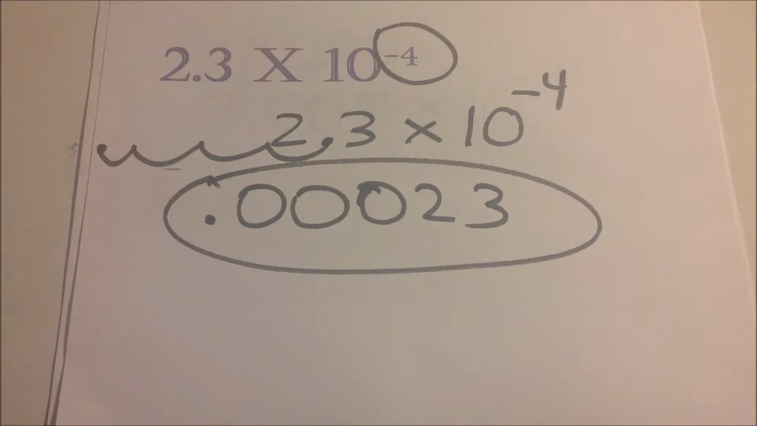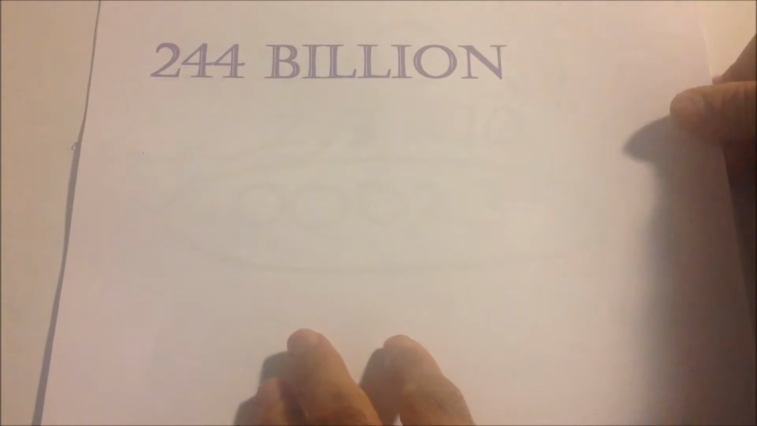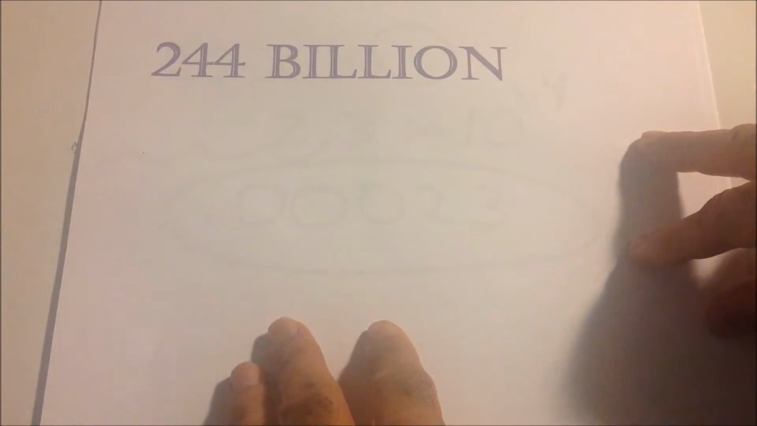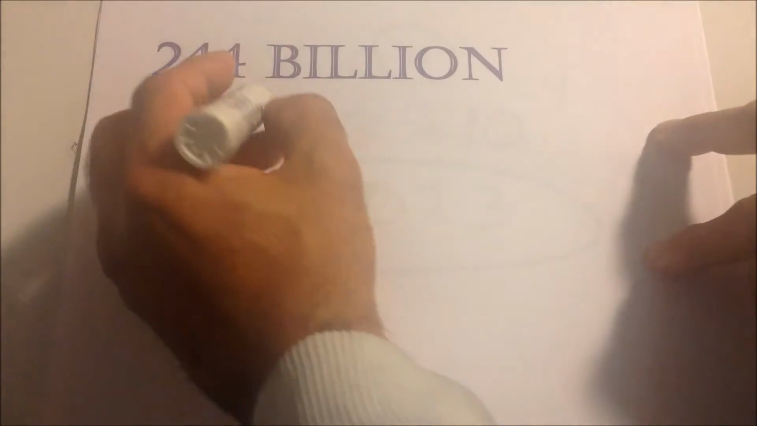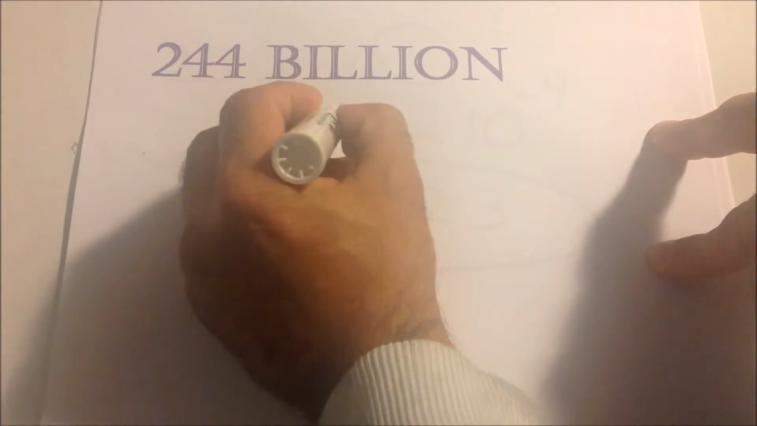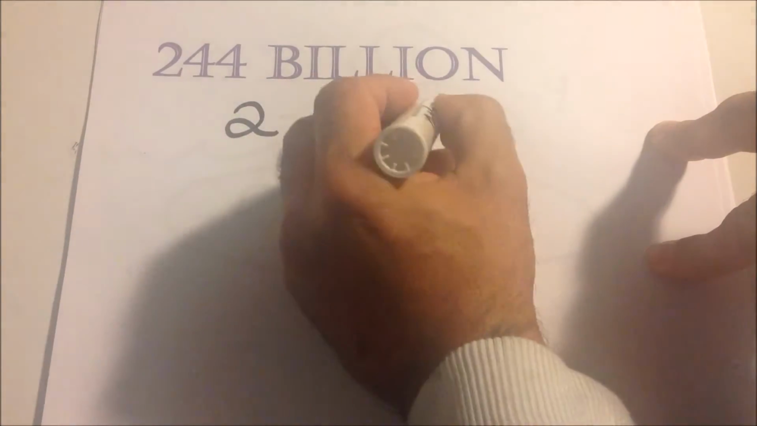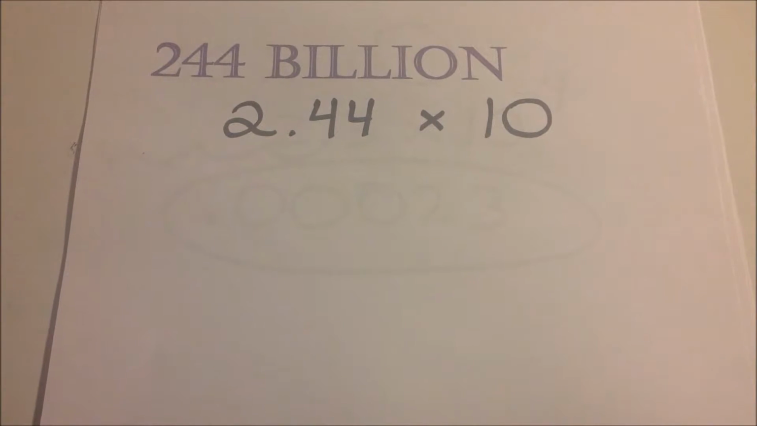What if we had it in word form? Part word form and part number. How would you write 244 billion in scientific notation? Try that. Okay, well again, always with scientific notation, we use the first number. It's 2.44. And we're multiplying it by 10. Now what is billion? How many zeros are in billion?